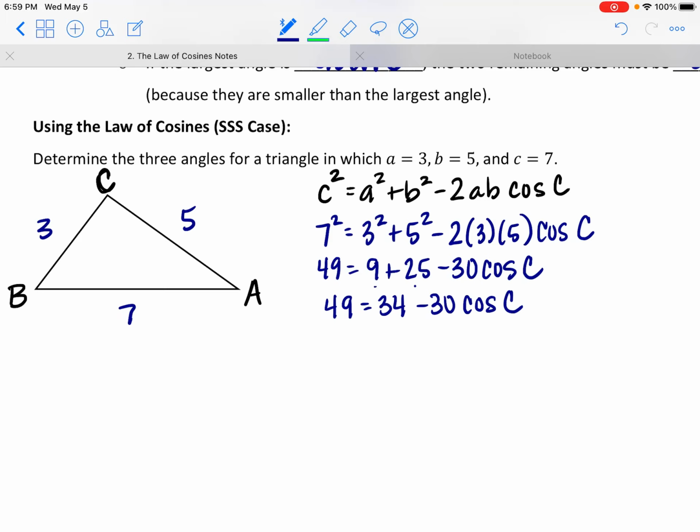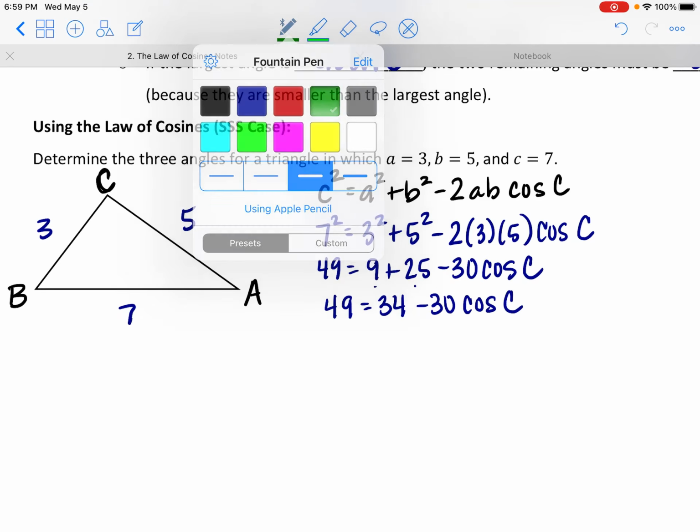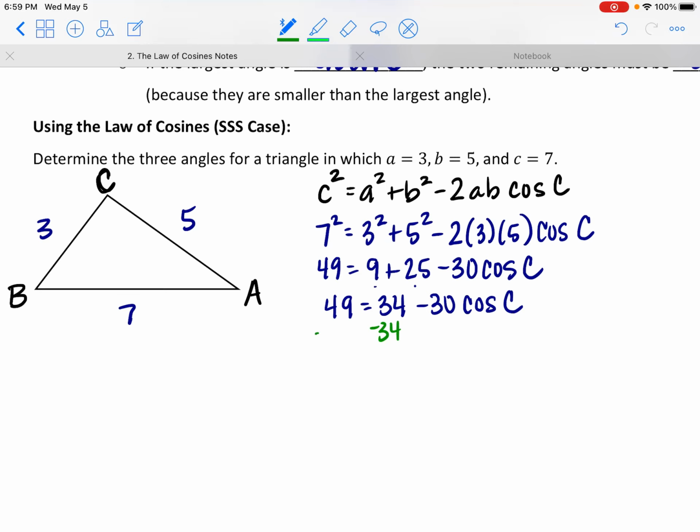Remember when we're solving a trig function, that's what we're doing here, solving a trig function. We want to try to isolate that if possible. So we're going to subtract over the 34, and 49 minus the 34. Let me just not skip anything out here. 49 minus the 34 is going to leave us with 15. And then we still have a negative 30 times our cosine of C.